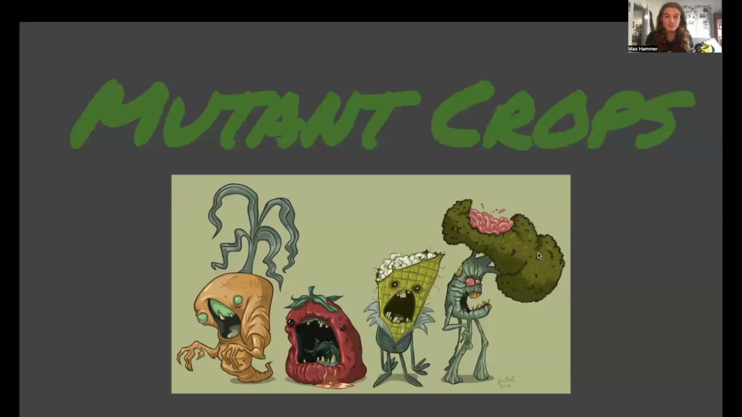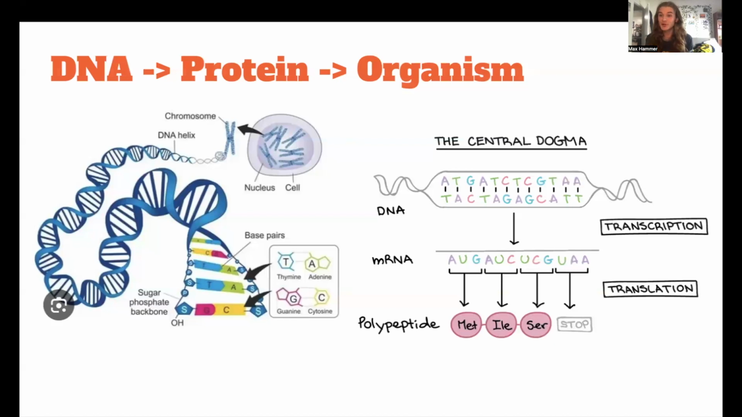So yeah, hopefully everybody can now see my lecture slides. We'll start this talk on mutant crops. I'm just going to start with a really brief overview of what DNA is and how it's used as instructions to make up cells and pretty much everything in our bodies and plants and every other living thing.